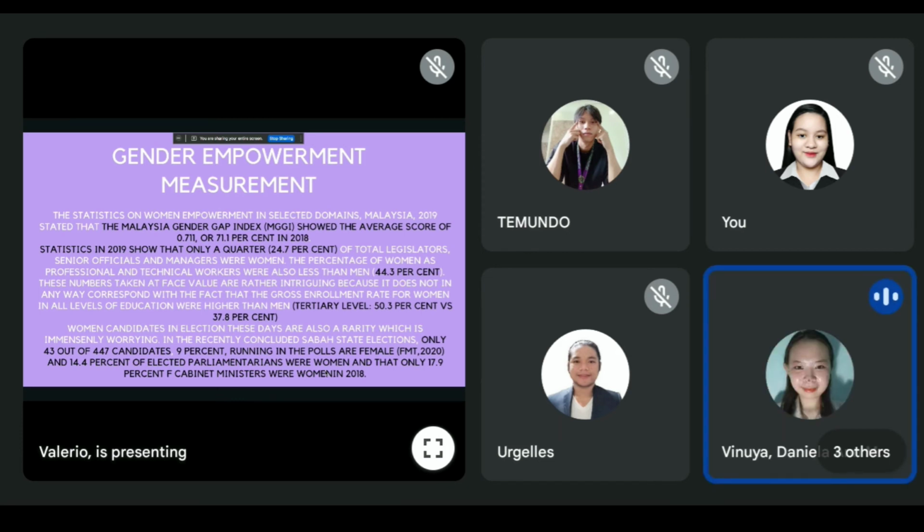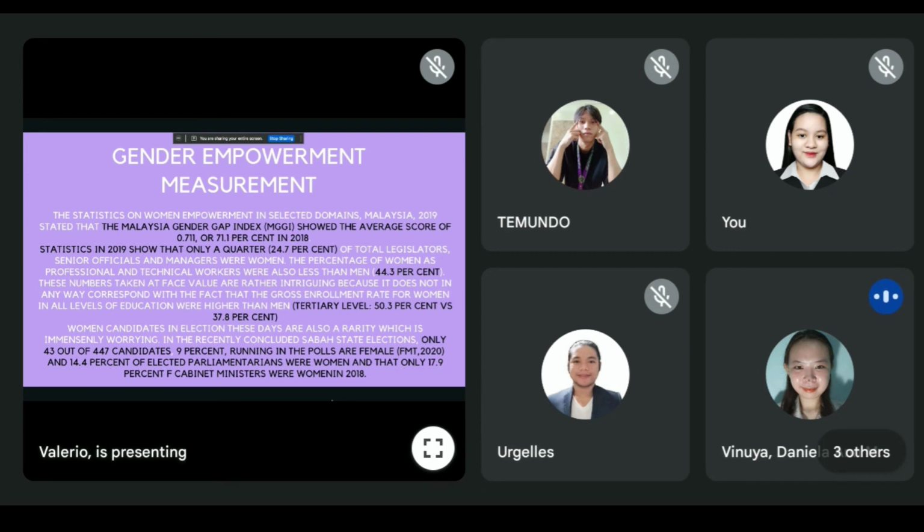Gender empowerment measurement. The statistics on women empowerment in selected domains, Malaysia 2019, stated the Malaysia Gender Gap Index showed the average score of 0.711 or 71.1% in 2018. Malaysian data on women empowerment in specified domains, the Malaysian Gender Gap Index. Malaysia has a poor track record when it comes to gender equality.